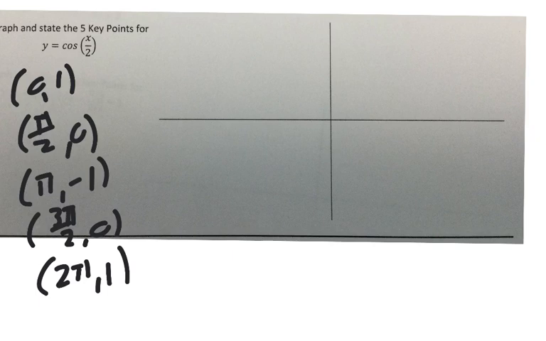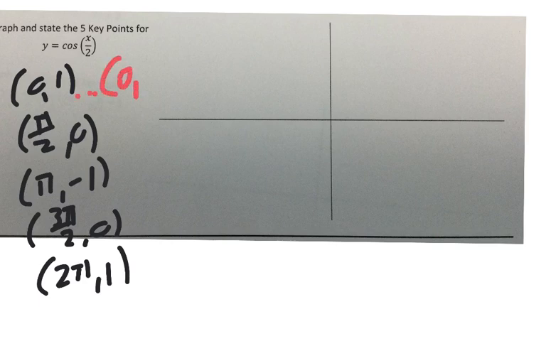Now, what transformation has occurred here from my original parent function? I'm on the inside. Inside affects the x values. My x is being divided by 2, which means it's a period change. So if I was dividing x by 2, then to fix that, I need to multiply all of my x's by 2, because it does the opposite of what's happening.